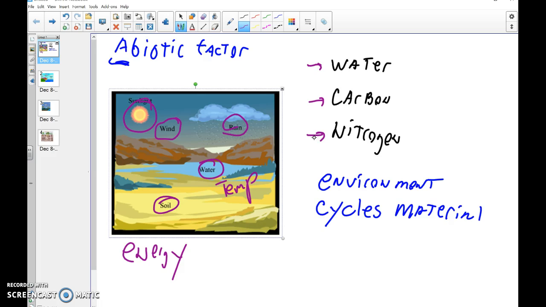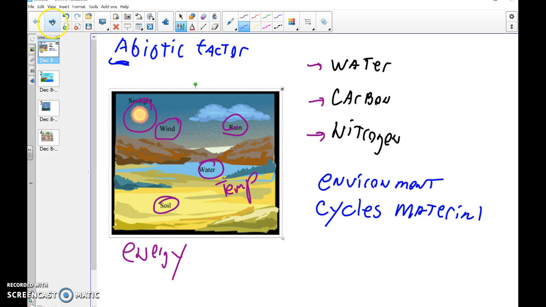And so one of the things we want to focus on in this presentation is that the environment will take these three, and we're going to use these three as examples, there are others as well, and cycle the materials through the environment. So basically the environment is a big giant recycling plant where everything that we need gets used, broken down, reused, broken down, used, broken down, reused, broken down. It's a big cycle that living things flow through.